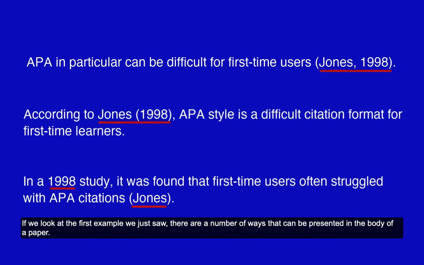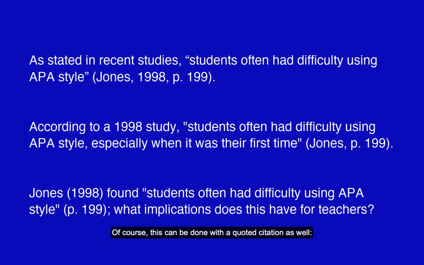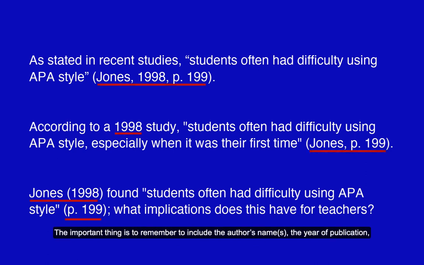If we look at the first example we just saw, there are a number of ways that can be presented in the body of a paper. Of course, this can be done with a quoted citation as well. The important thing to remember is to include the author's name, year of publication, and the page number if you are quoting their exact words.